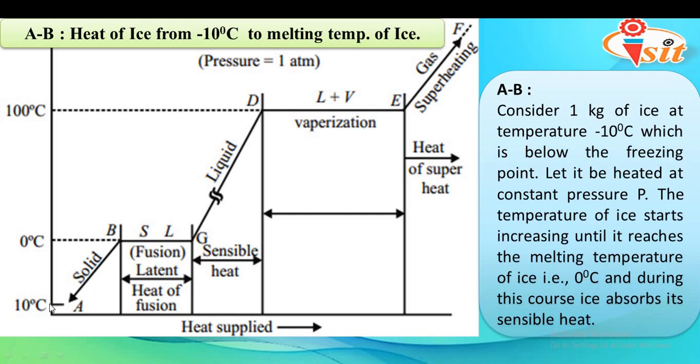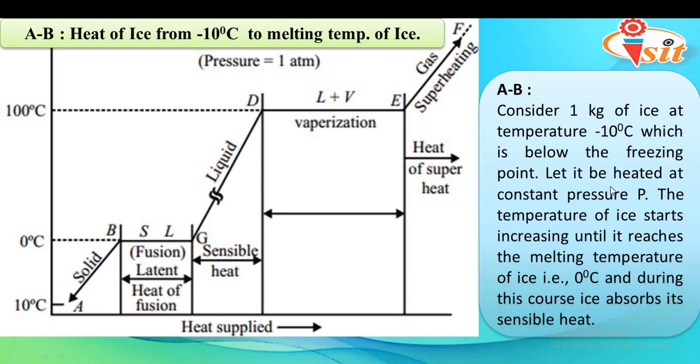As a first assumption, we should note that in the formation of steam, we first consider 1 kg of ice which is at a temperature of minus 10 degrees Celsius, which is below the freezing point. We know that the freezing point of water is 0 degrees Celsius and the boiling temperature is 100 degrees Celsius. So this is minus 10 degrees Celsius, and we will start from this point.